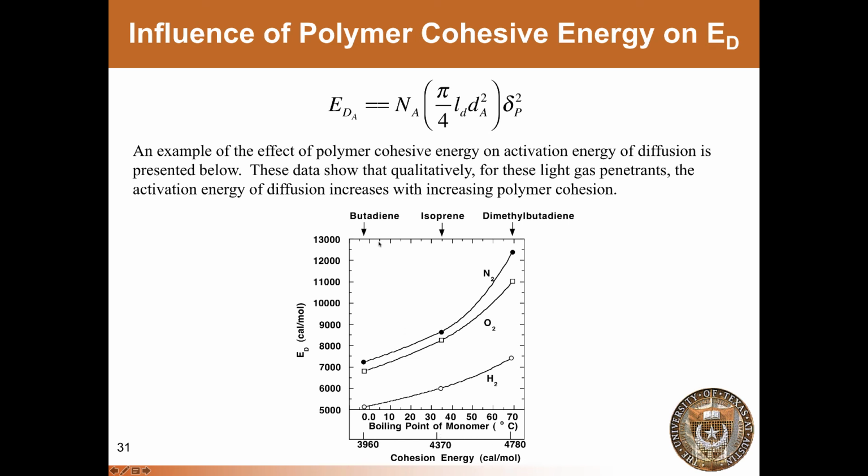These are low molar mass monomers that are polymerized to form polymers, and so these monomers actually can boil as liquids, and their boiling point also goes up over this same range. So the higher the boiling point is, the greater is the cohesive energy density between the monomers. The higher is the cohesive energy density in the monomers, the greater is the cohesive energy density in the polymers once they're made. And in polymers with higher cohesive energy density, the activation energy of diffusion is higher. At least that's qualitatively what's being argued by this model.